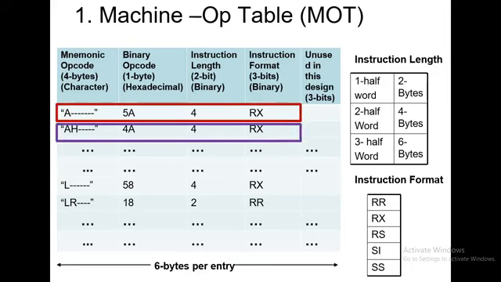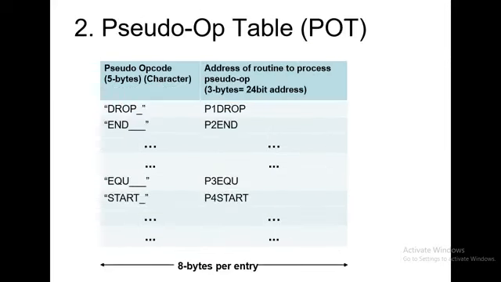Now see the POT table. The POT table contains 2 columns. First one is the pseudo opcode, and second is the address of the routine to process. This POT table contains all the elements which belong to assembler directives, which belong to declarative statements. So DROP, END, EQU, START, USING, all this comes under the POT table.